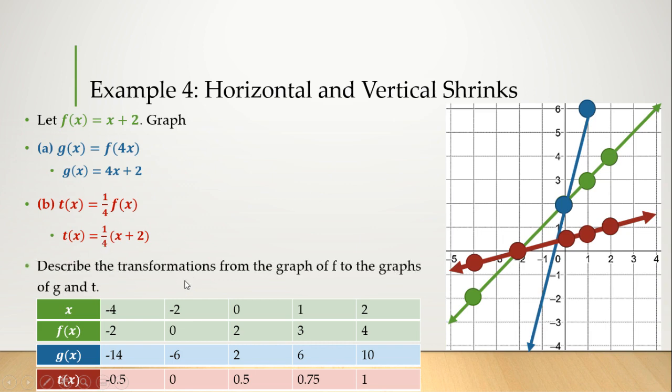Okay, so the transformations of the blue, it was a horizontal shrink. We took the green line and we condensed it inwards. Then for the red, it created a vertical shrink. We took the green line and we shrunk it down vertically.